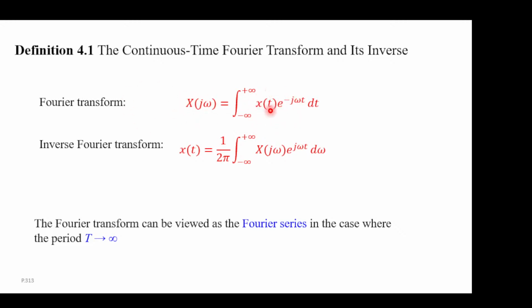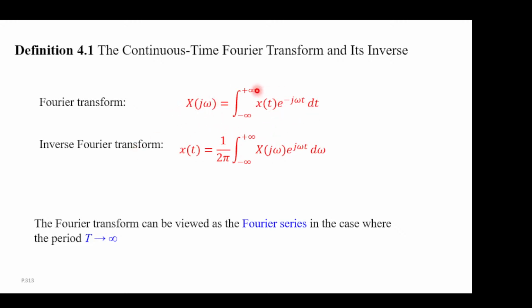So sometimes x of t will be called a function in the time domain, obviously because t is time, and this big X of j omega will be called the signal viewed in the frequency domain, because this omega is the frequency. Yeah. So these are the Fourier transform pairs.